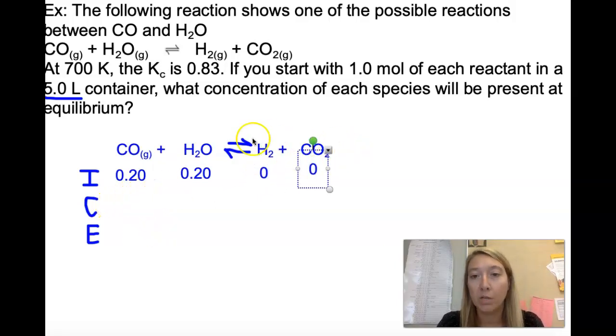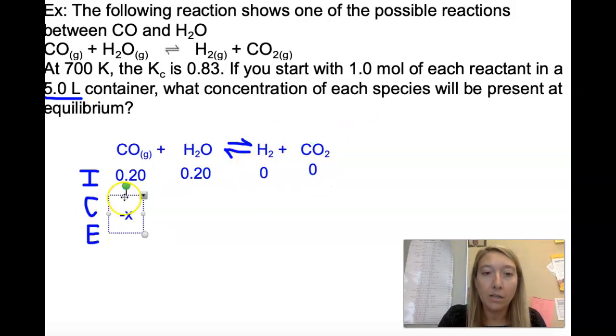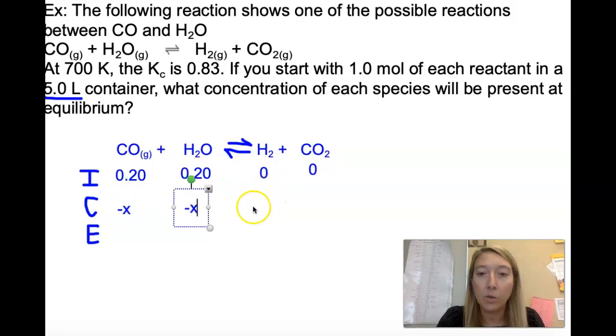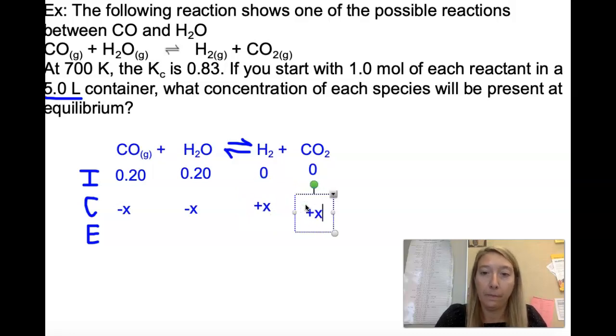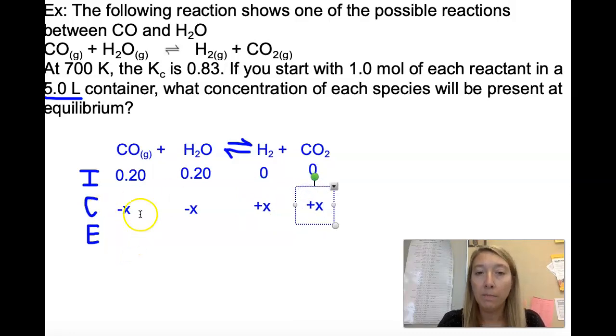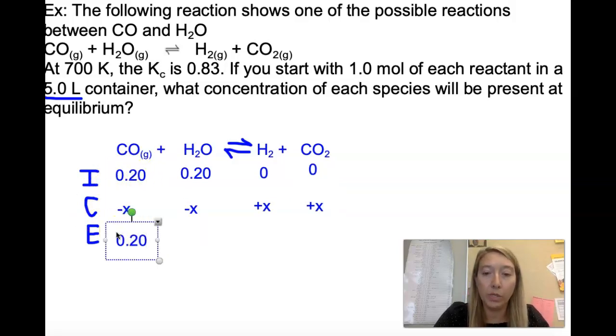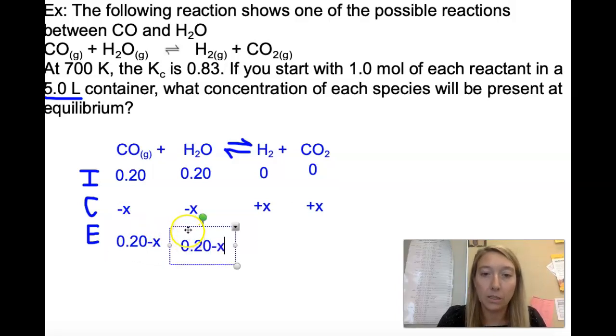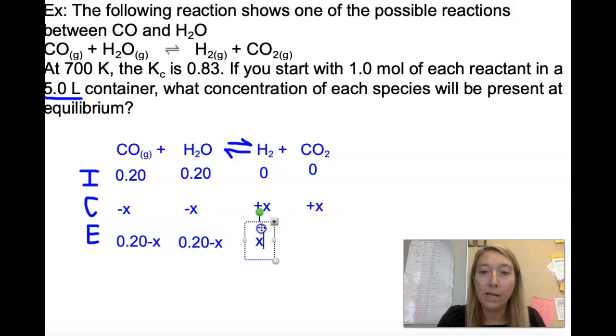Okay, change value-wise, because I'm not starting with any products, it has to shift to the right. So this is going to be negative x. Okay, and just 1x in this case because everything is balanced with the 1. And then both our products are going to be plus x. All right, so now we got to figure out our equilibrium. So we're just going to basically get the sum of our initial and change. So we're going to go 0.20 minus x. This one is also going to be 0.20 minus x. And then these ones, 0 plus x is simply x.